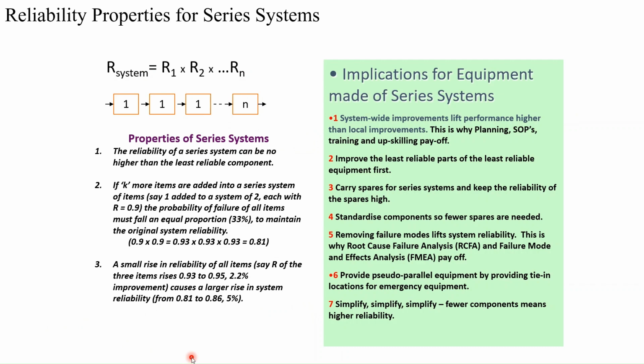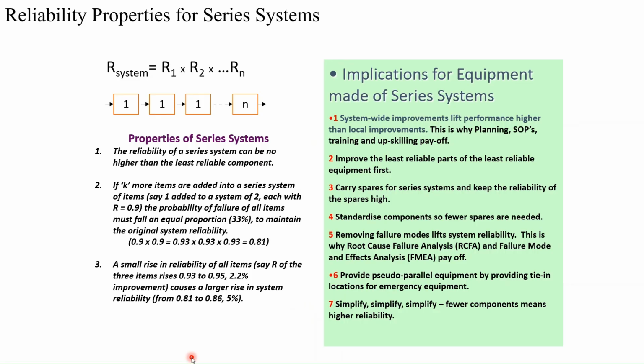A small rise in reliability of all items, say R of the 3 items rises from 0.93 to 0.95, a 2.2% improvement, causes a larger rise in system reliability from 0.81 to 0.86, 5%.